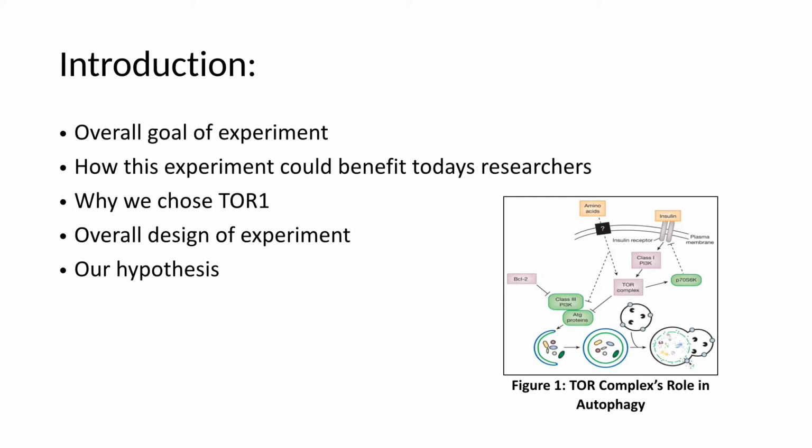The overall design of this experiment was to choose a gene that is related to autophagy, design primers for the chosen gene, and use PCR to see if the chosen gene's expression changes during starvation phases and log phases. For this experiment, our hypothesis was TOR1 expression decreases during the starvation phases of 12 hours and 24 hours and increases in the log phases.